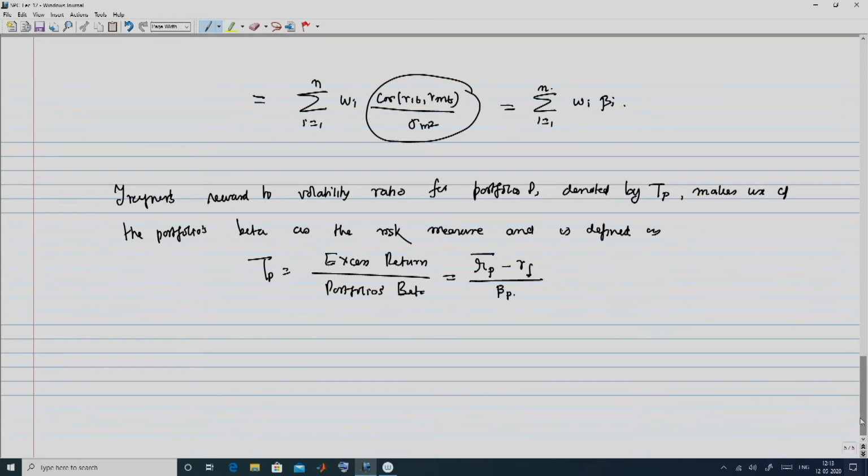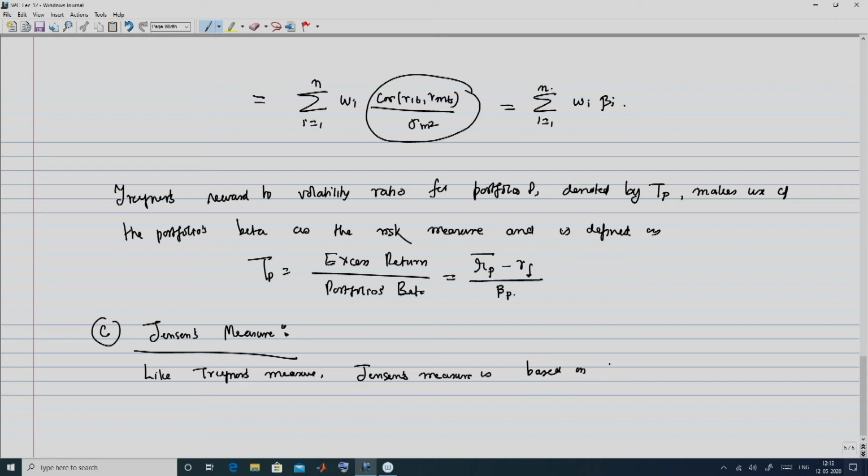Alright, so let us now come to the last of the three measures, and that is what is known as the Jensen's measure. Like Treynor's measure, Jensen's measure is based on the implications of CAPM.